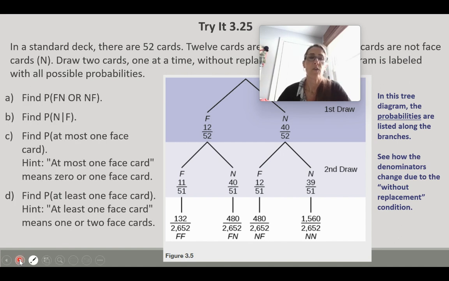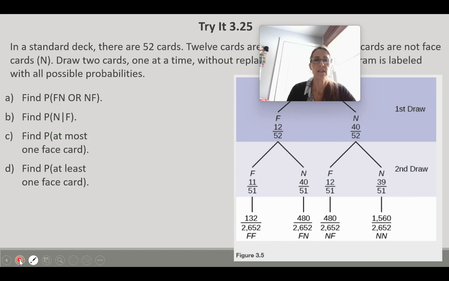So let's figure out, and I'm going to jump to the next slide, the probability that we picked a face card, then not a face card, or not a face card, then a face card. Find the probability we picked not a face card given our first pick was a face card. Find the probability that we picked at most one face card. So that's one face card or no face cards, but not two face cards. And the probability of at least one face card.